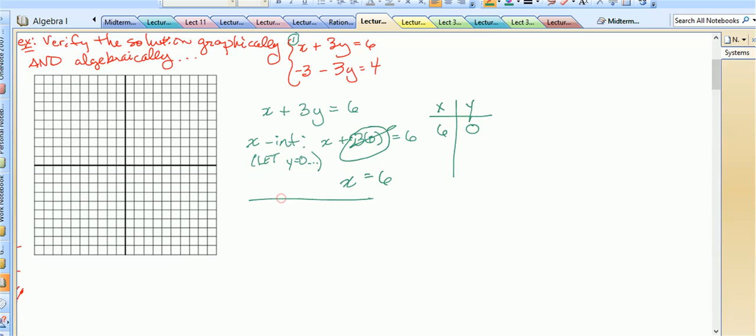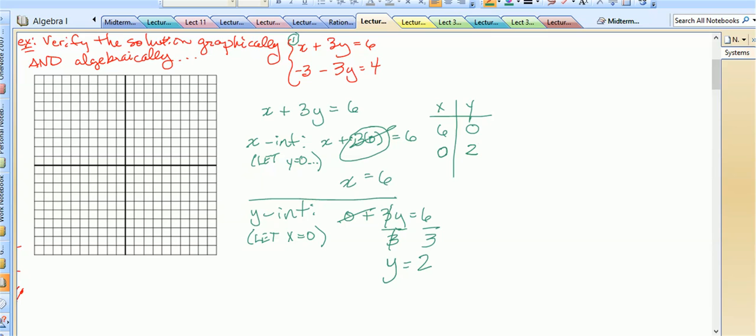You just never know. So the y-intercept means let x equal 0, in other words, solve for y. Then we have 0 plus 3y equal to 6. This goes away and we have 3y equal to 6, so we divide by 3. What happens here is we have y equal to 2. So we let x equal 0 and y ended up being 2. So here are 2 points.